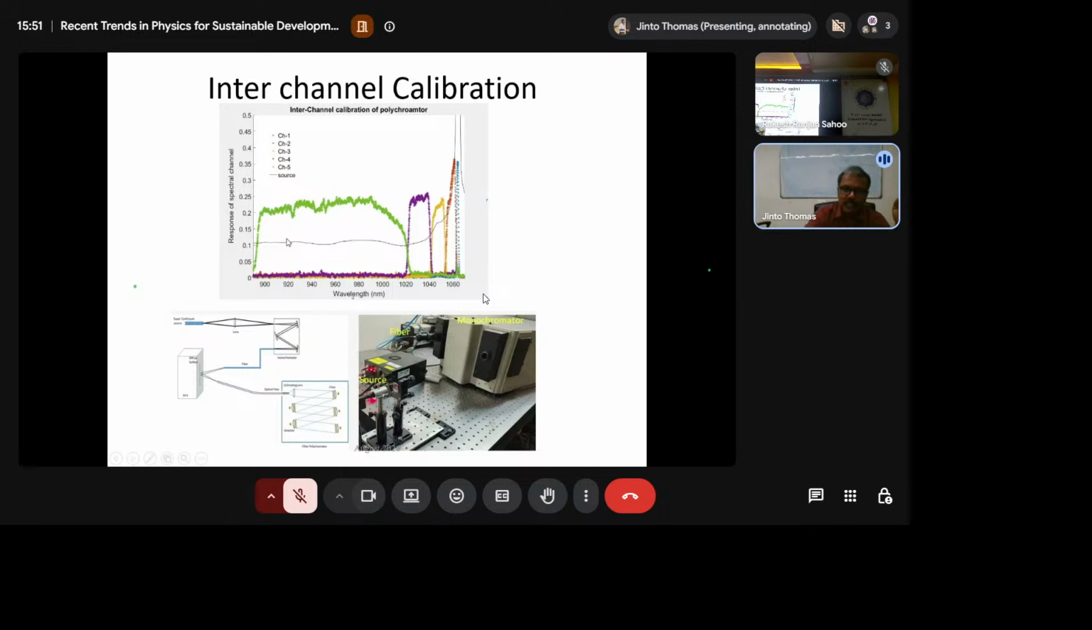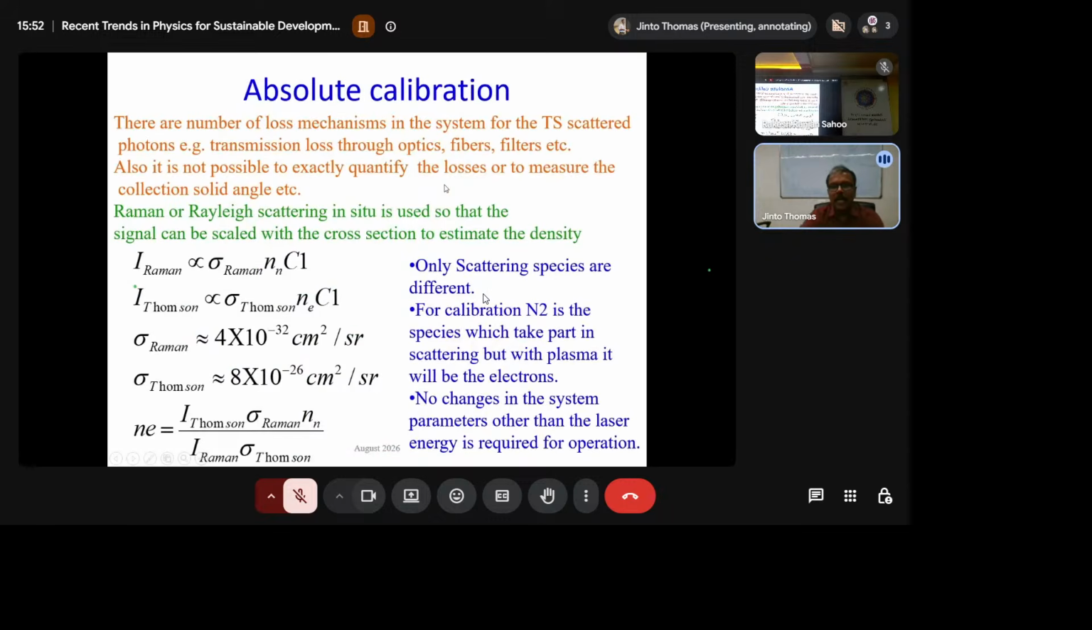We have a pulsed white light source. This white light source is fed to a monochromator and then goes to the polychromator, and you can just run the spectrometer easily to get a complete calibration for all the channels. And this is what the different spectral channels look like, the actual spectral calibration measurements. And for the absolute calibration, you know the intensity of the Raman and the intensity of the Thomson, that will be proportional in this way. So you can calculate the density from the cross-section scaling and the intensity.